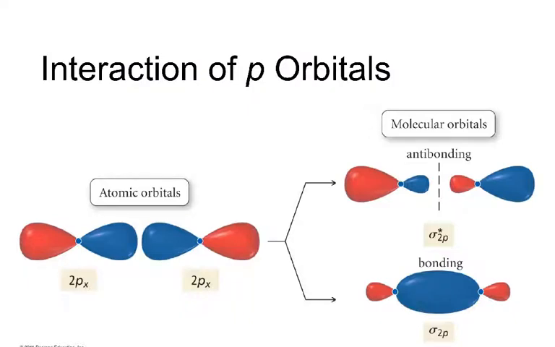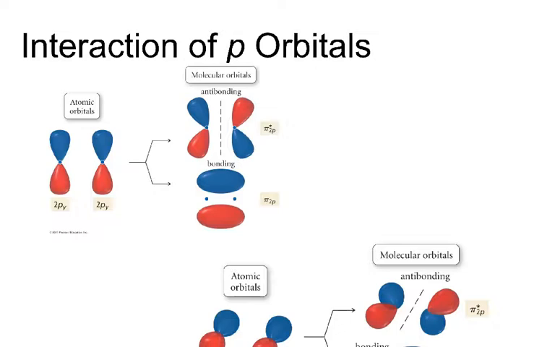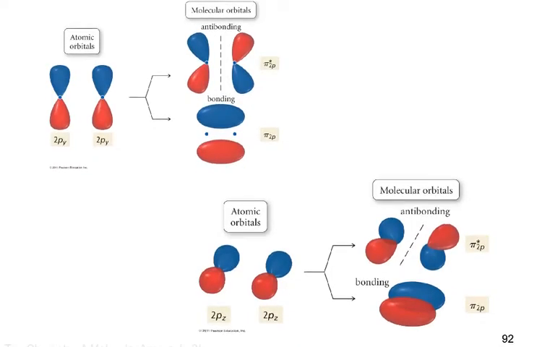What about p orbitals? Here's, remember what the atomic orbitals look like. The antibonding has this node in between the 2 nuclei. The bonding has the interaction in between the 2 nuclei. So the bonding is lower in energy, antibonding is higher. And that happens along all 3 axes.